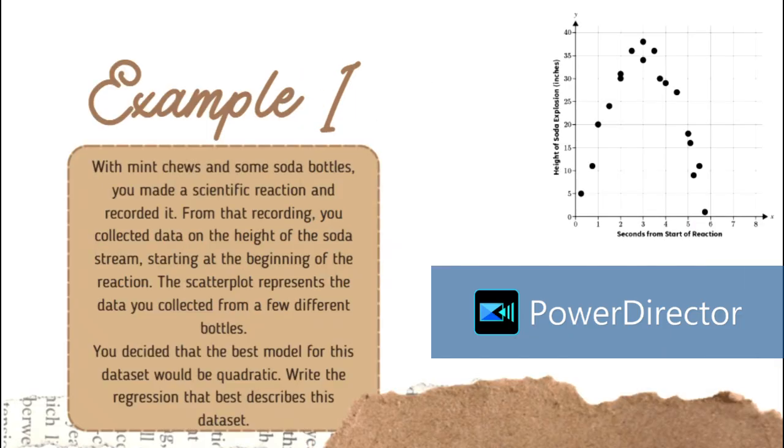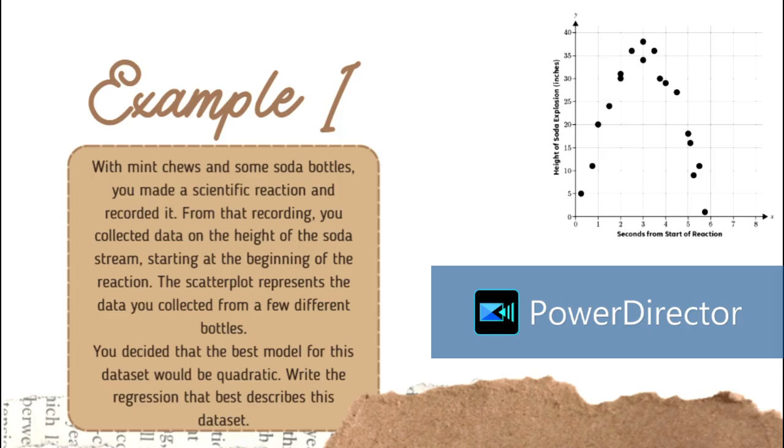Woohoo. With mint chews and some soda bottles, you made a scientific reaction and recorded it. From that recording, you collected data on the height of the soda stream starting at the beginning of the reaction. The scatter plot represents the data you collected from a few different bottles. You decided that the best model for this data set would be quadratic. Write the regression that best describes this data set.